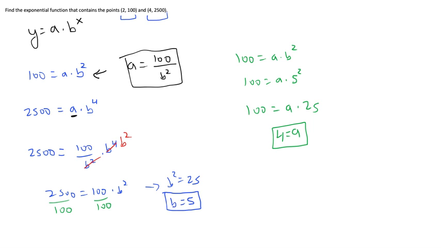So what's the final answer then? Remember, we want to find the equation of the exponential function. So we know the value of a, we know the value of b, so y is equal to 4 times 5 to the x power. And this is the exponential function that is based on these two points.